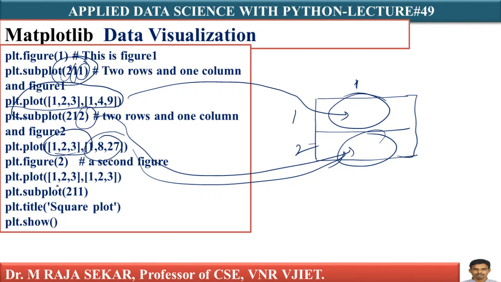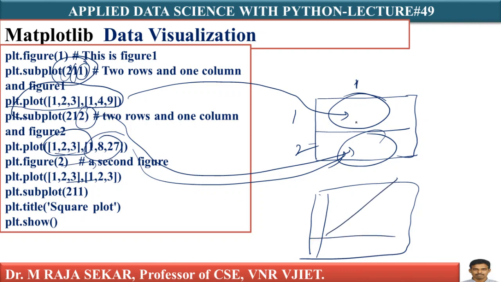plt.figure(2). Again there is one more figure. Figure 1 is completed. For figure 2, we are not splitting this figure. If we are not splitting, it draws a line: 1, 1, 2, 2, 3, 3, so a straight line will appear. In the first figure, we split into 2 rows, 1 column. For the second figure, we are not splitting.